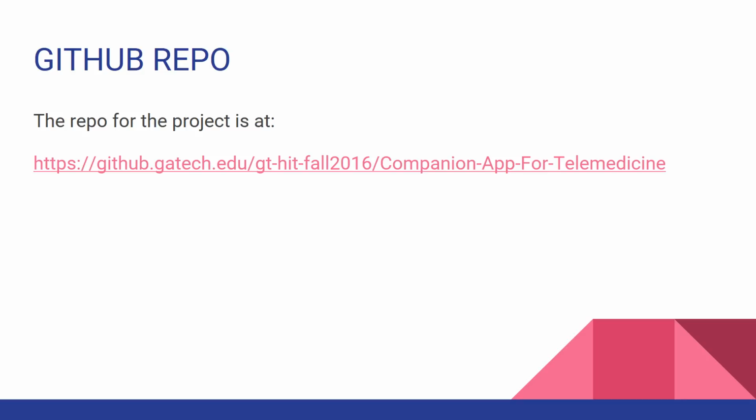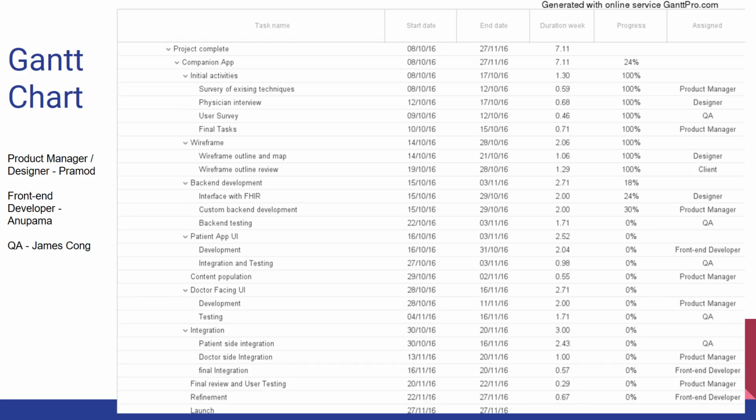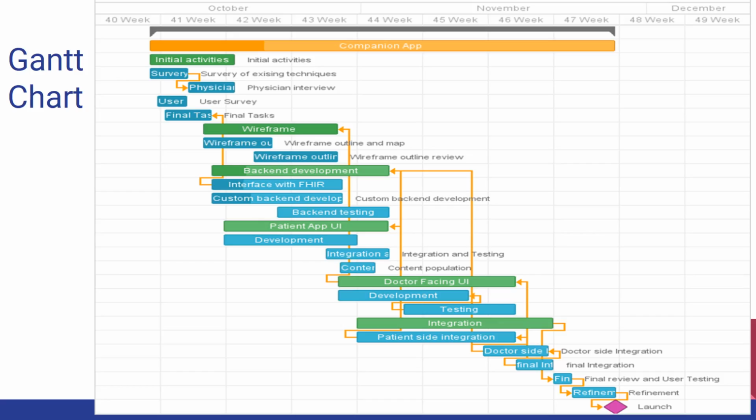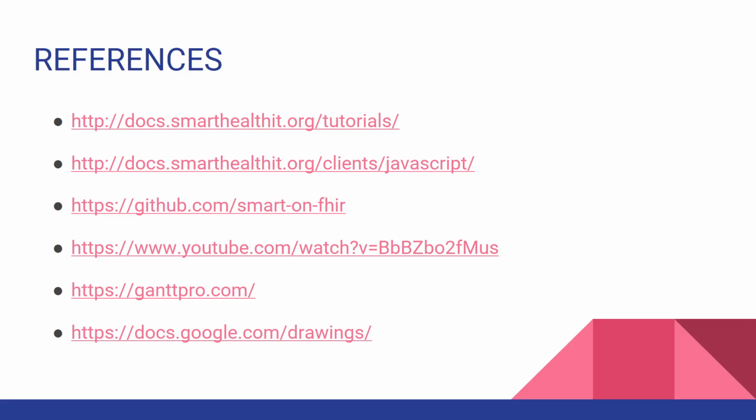This is the GitHub repo. This is the updated Gantt chart for our app. For now, we have completed the survey with doctors and other patients. We have the wireframes and UI mockups ready. We will be starting the development by the next week. This is the Gantt chart with the task breakdowns. These are some of the references.